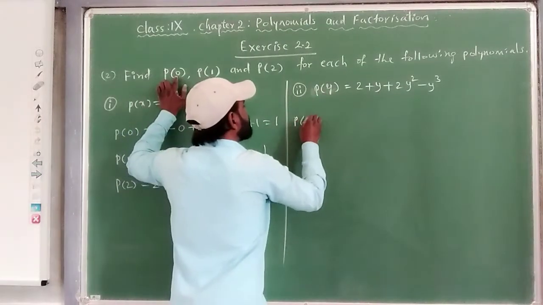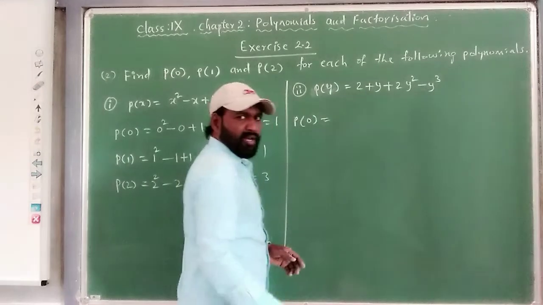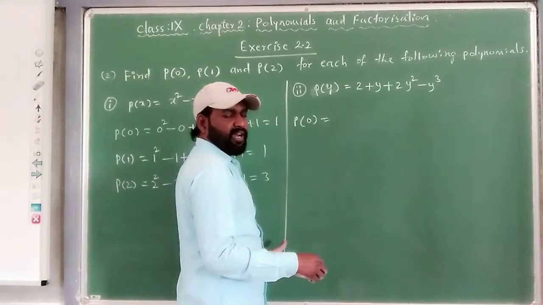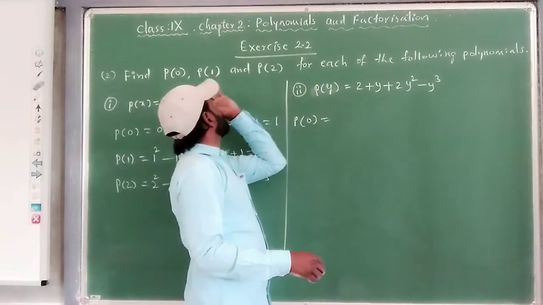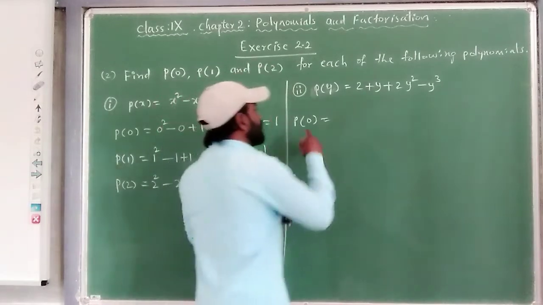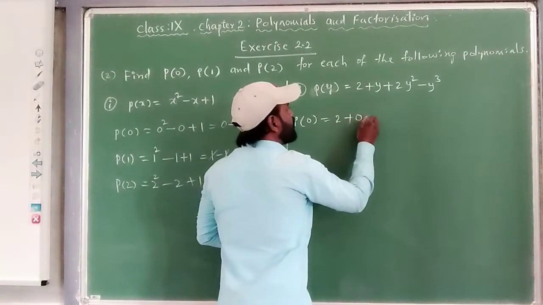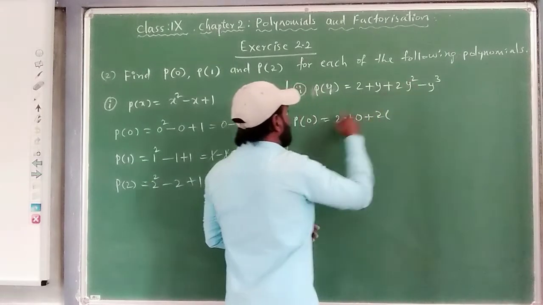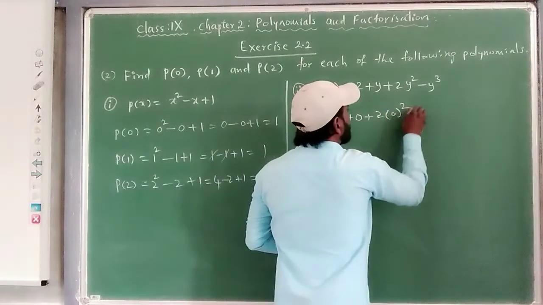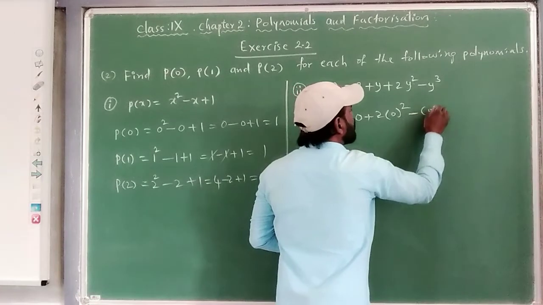Just substitute 0 in the entire polynomial. Wherever you find the variable, put that value. Now substitute the values 0, 1 and 2. So first 0: 2 plus y, y means 0, plus 2 into y square, y means 0, 0 square, minus y cube, that is 0 cube.